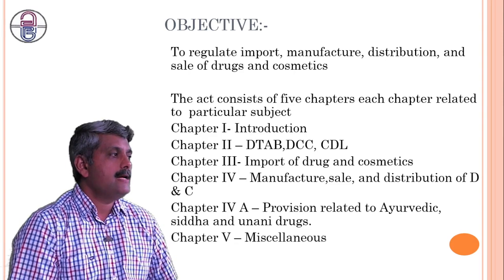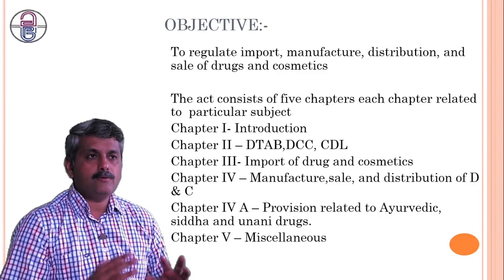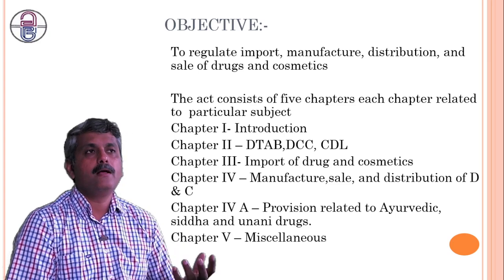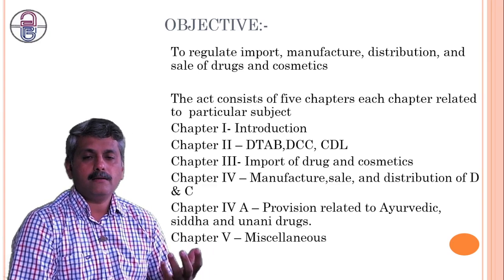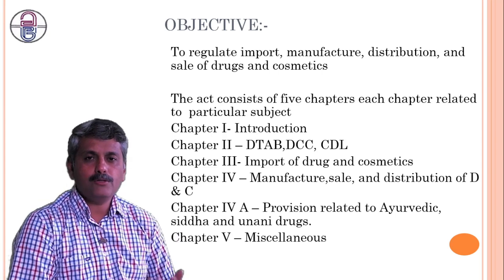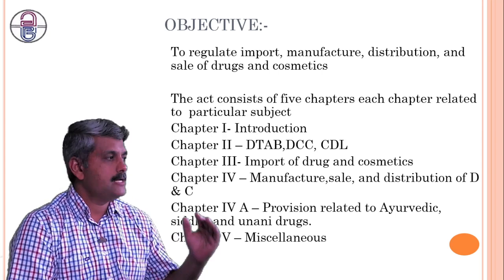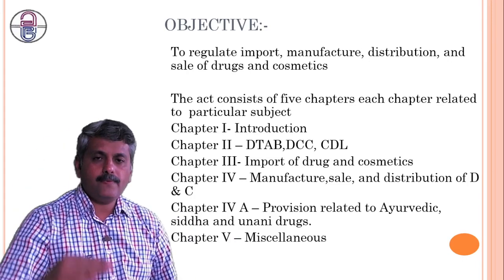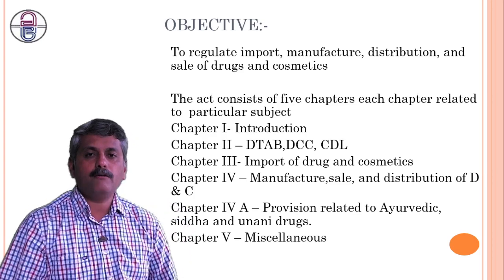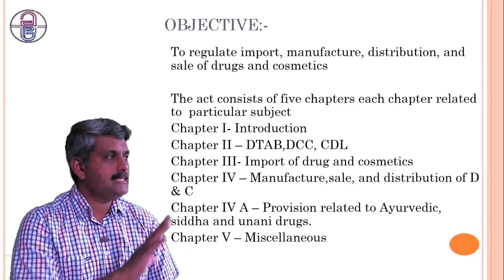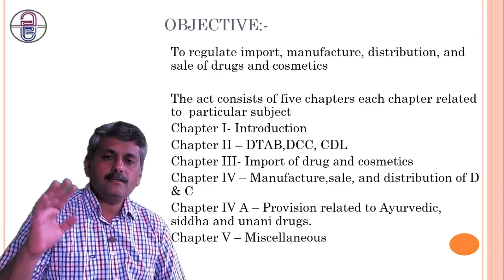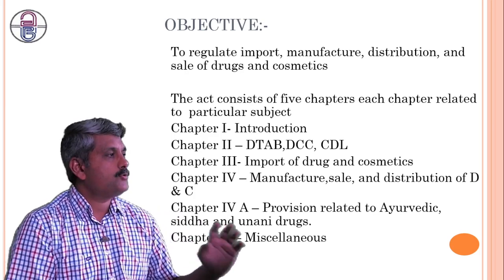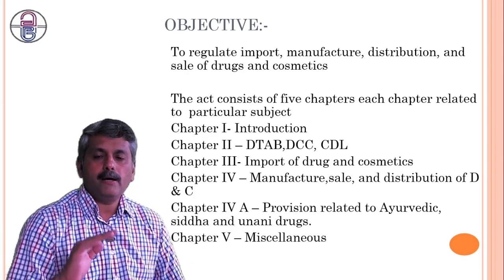And the last one, Chapter 5, is called miscellaneous. Apart from that, other conditions like form numbers, form conditions, as well as schedules, some offenses and some penalties are all covered in miscellaneous. So this is the structure of the Drug and Cosmetic Act. This act is divided into these 5 chapters, and as per that we have to prepare this chapter. So one by one we will go by introduction.